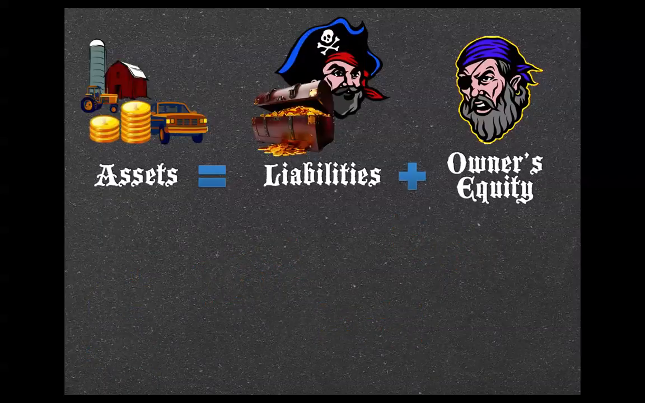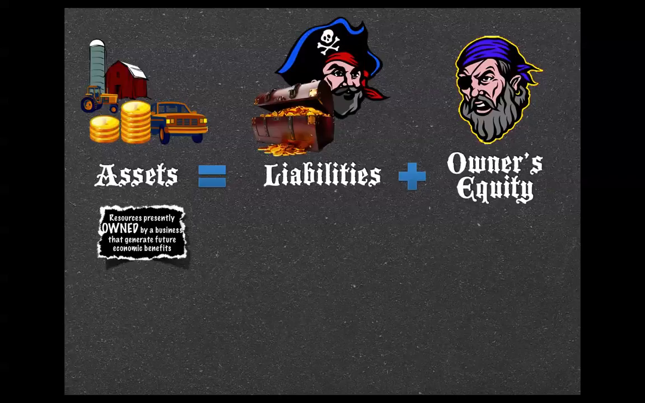Now, assets are resources that are presently owned by a business that generate future economic benefits. So, in our farm example, we have a farm, we have a barn, we have a tractor, we have a truck. We can use those resources that we own to help us make money. That is the definition of an asset.